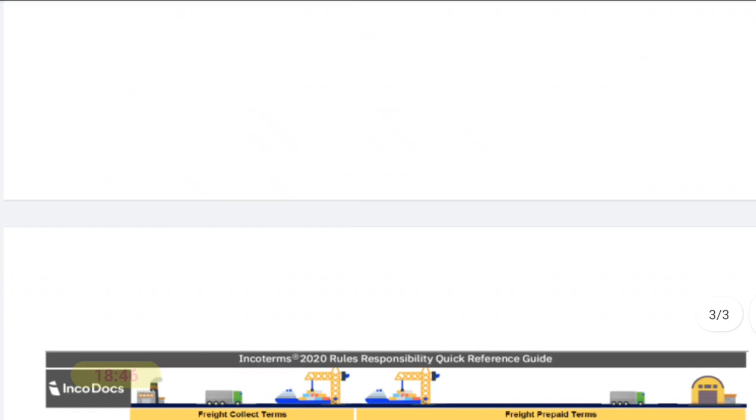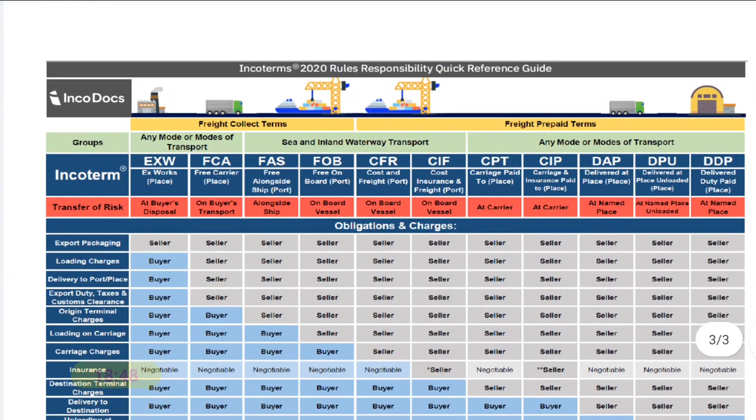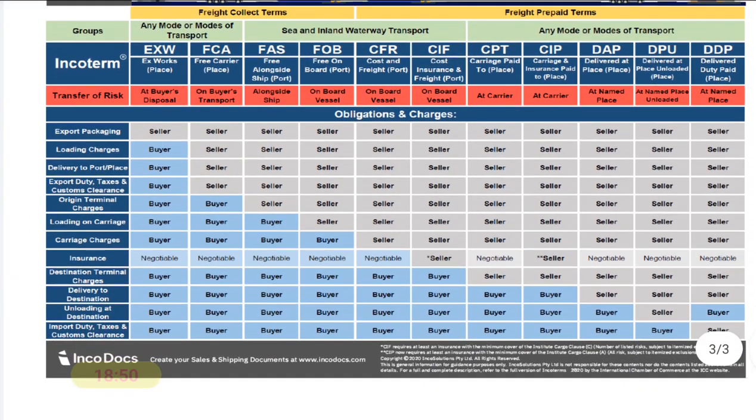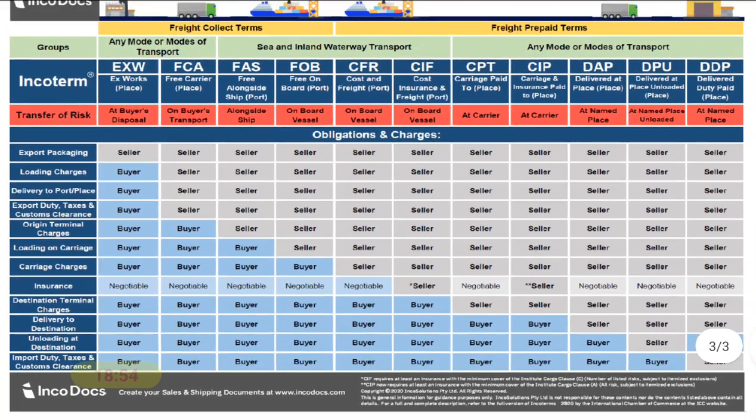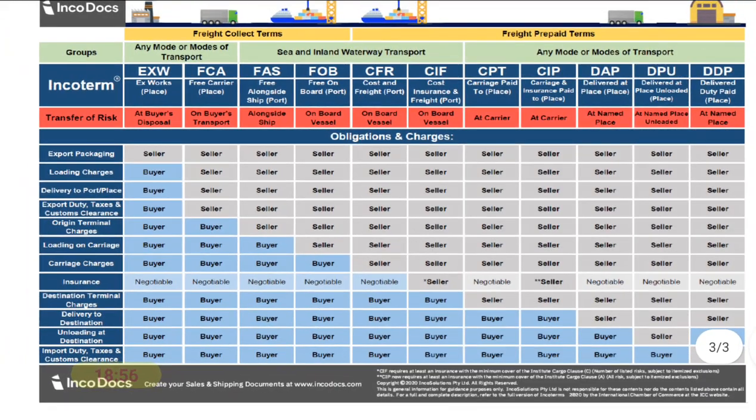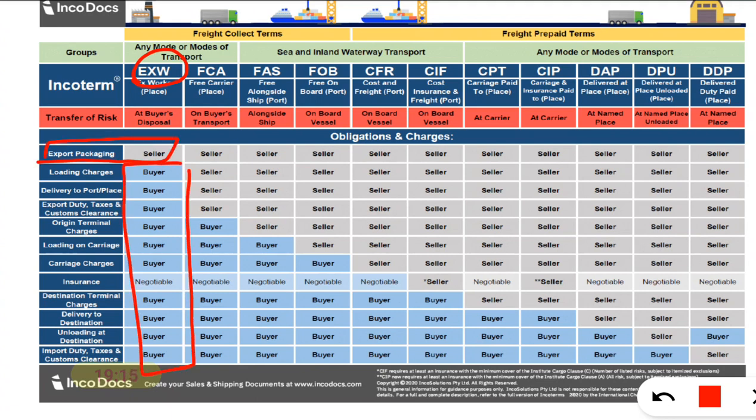Now if you want to know further what the responsibility is in each case, here is the chart, you just go through it. I think it is visible to all of you. So now see here, the first term EXW means Ex Works. So here the seller will place the goods up to its own factory. So the buyer has to come and take the goods. Only packaging will be done by the seller. Rest all the things are the responsibility of the buyer.